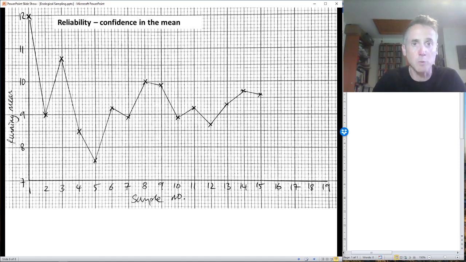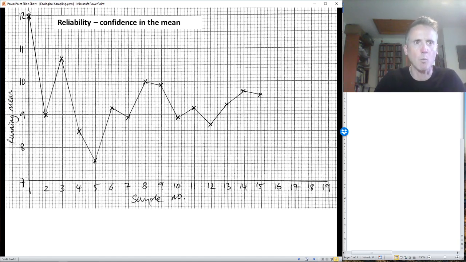So in my first quadrat I counted 12. In my second quadrat I counted 6. 6 plus 12 is 18. 18 divided by 2 is 9. So it's 9 here. Okay, so all I'm doing is plotting the mean so far. It's called a running mean.